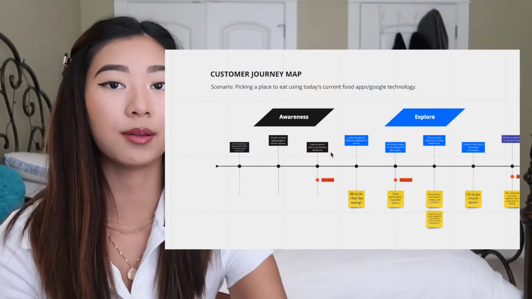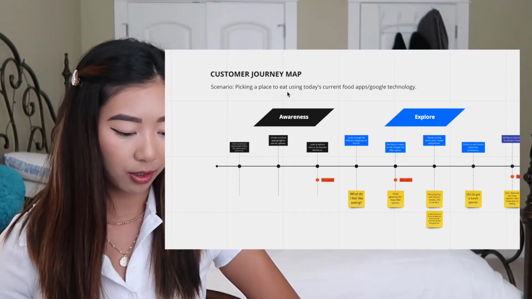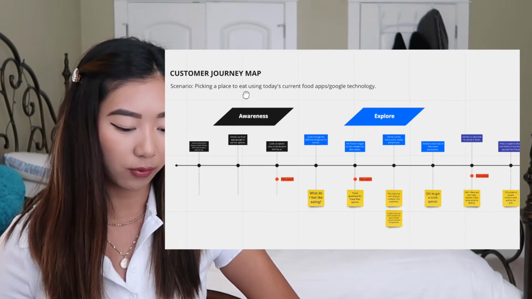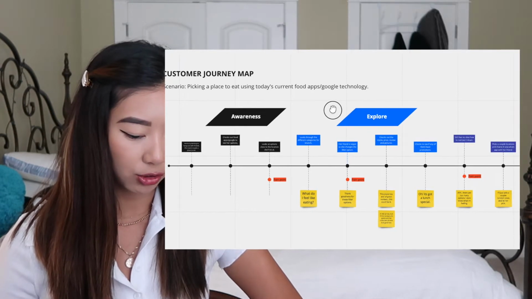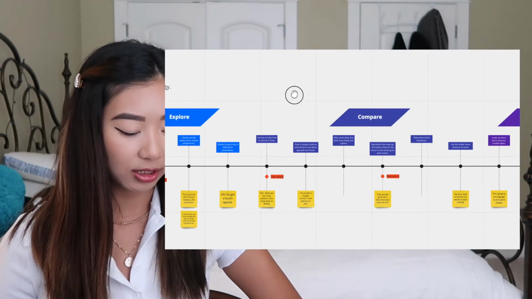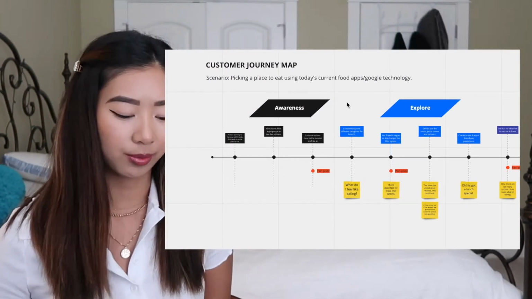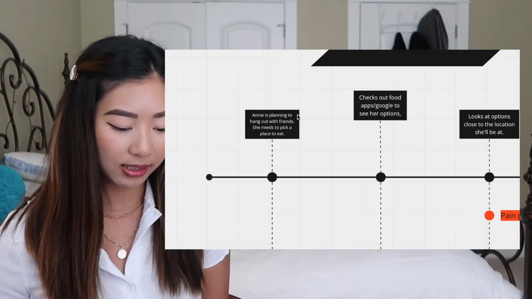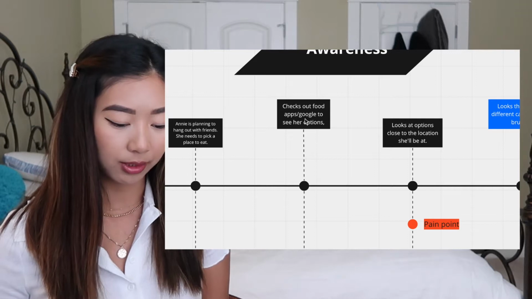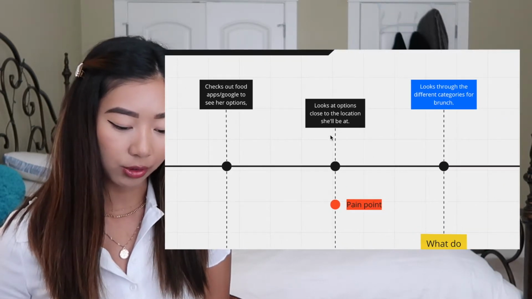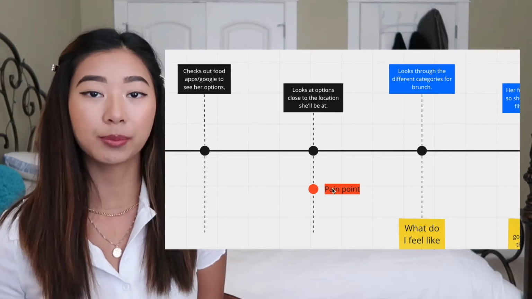Okay, so this is the Miro app, and this is our customer journey map. We are picking a place to eat using today's current food apps and Google technology. And here you can see this is the entire journey beginning to end. It's split into sections, so I'm going to read to you guys what the typical customer experience would be like. Annie is planning to hang out with friends. She needs to pick a place to eat. She checks out food apps and Google to see her options. Looks at options close to the location she'll be at. So I jotted it down, it could possibly be a pain point.